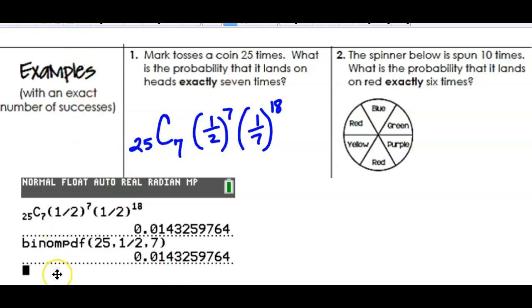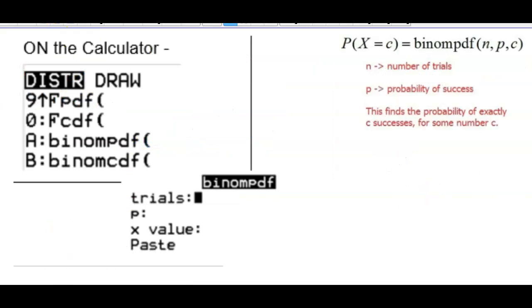Do I have the calculator example in here somewhere? Here it is. Okay. It's the distribution key, and you have to arrow up or down until you find this. And we are right now talking about PDF. So make sure you don't pick CDF. So the binomial probability of exactly something happening an exact number of times, exact number of successes.